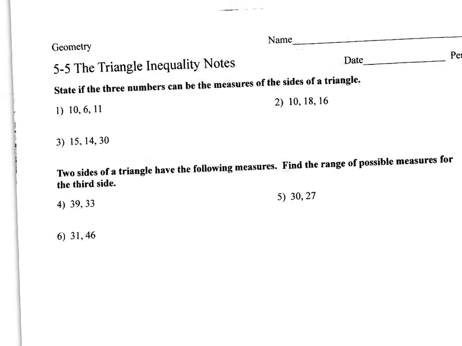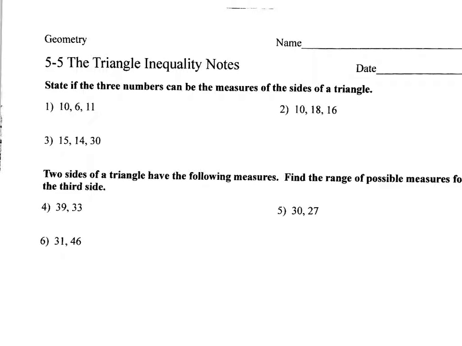All right, 5.5, the Triangle Inequality Notes. So basically what this says is that the two smallest sides added together have to be larger than the biggest side for it to be a triangle.